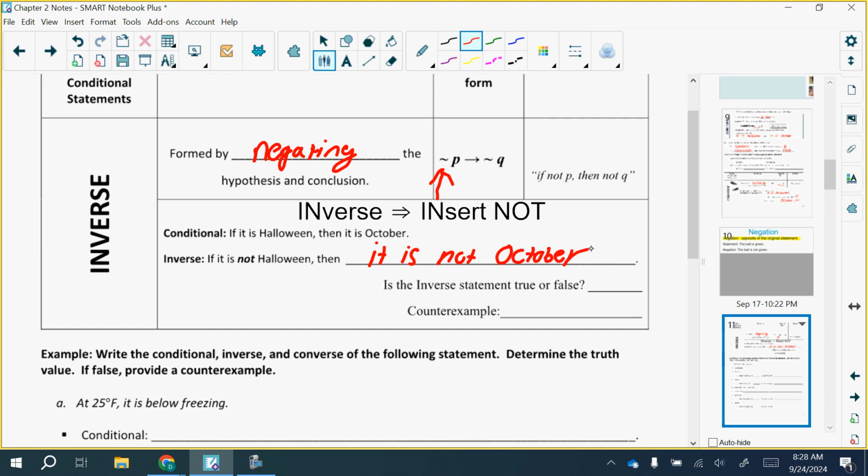It asks if this inverse is true or false. This is false. October 1st would still be a counterexample. Because again, it says if it is not Halloween, then it is not October. Well, just because it's not Halloween does not mean that it's not October.